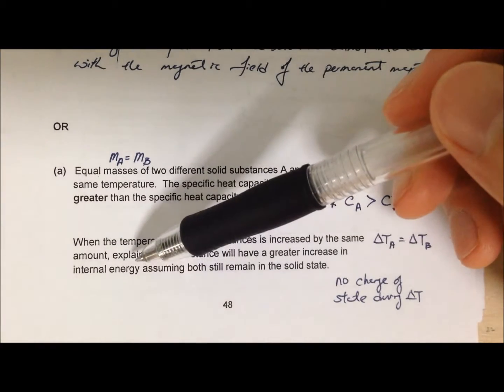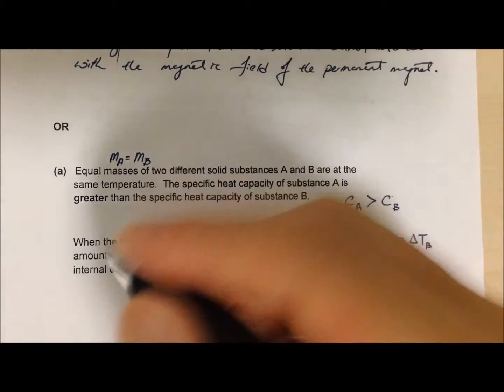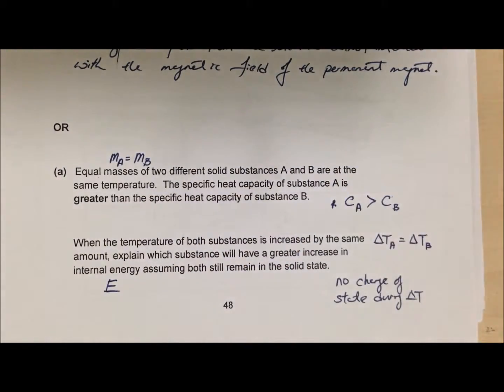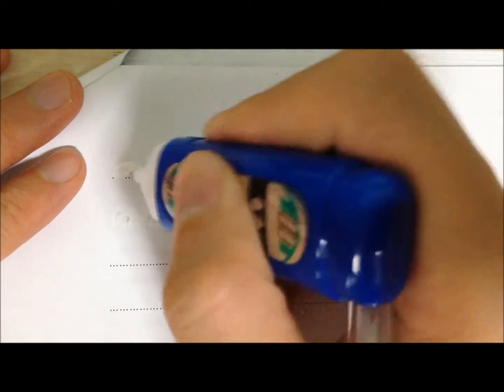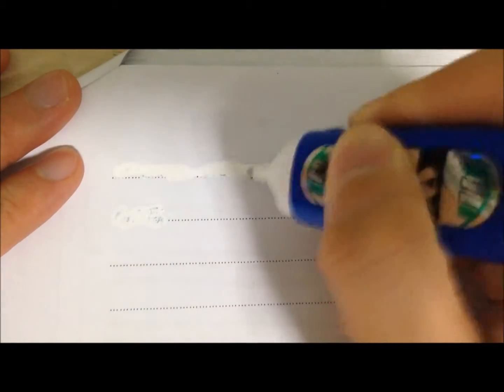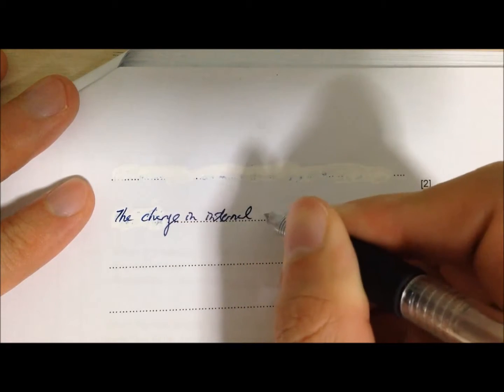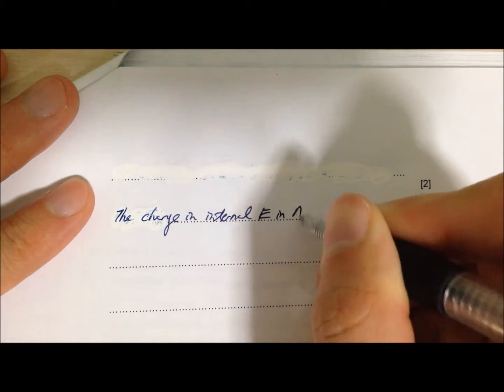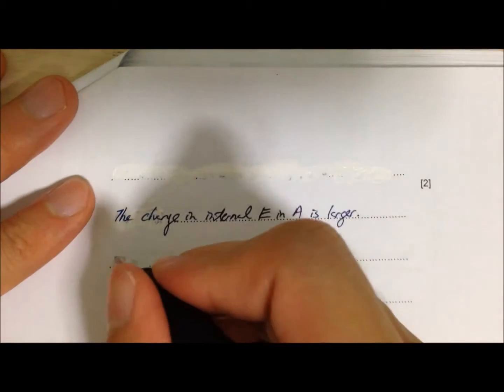So they are asking you to explain which substance is having a greater change in internal energy, and the internal energy is basically your E. Okay, what you can do is state which substance will have a greater change first, and then you explain. Always state the answer first, then explain. So, state it. The change in internal energy in A is larger. Okay, you have stated. Then explain.